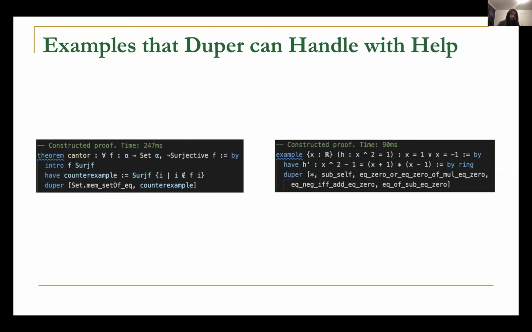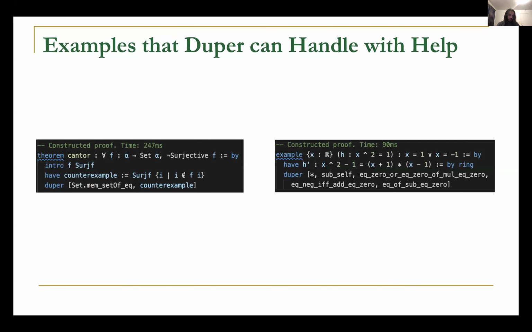In addition to problems that Duper can solve on its own, there are some problems that Duper can solve with some external assistance. On the left, I have one expression of Cantor's theorem. Duper isn't quite smart enough to prove this theorem on its own, but if it's given the counterexample that shows why Cantor's theorem holds, then Duper is able to fill in the rest of the proof's details pretty easily.